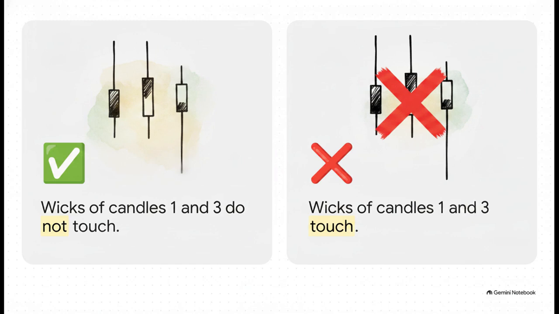Scratch it. It doesn't matter how aggressive or exciting that move felt at the time, if those first and third wicks overlap even a little bit, there's no imbalance, which means there is no high probability order block. Period. We are only in the business of trading undeniable institutional urgency.